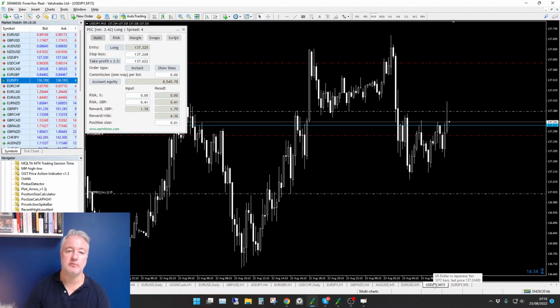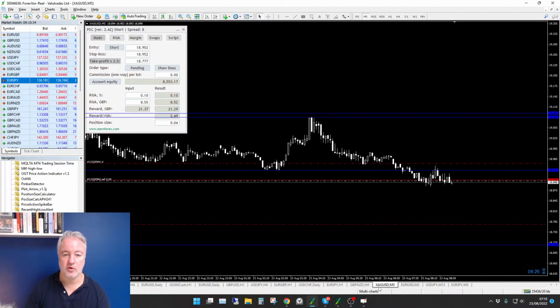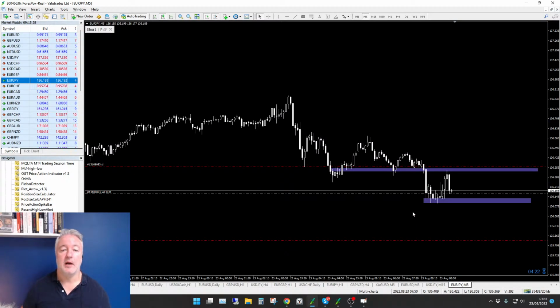Dollar yen is going to keep pushing up. Let's see. Looks okay. Looks alright. Should keep going. Euro is pushing down. That's good. And we've got silver is pushing down. So far, all the trades are on track. This one, over the higher time frames look really good. Let me take you through the trades.